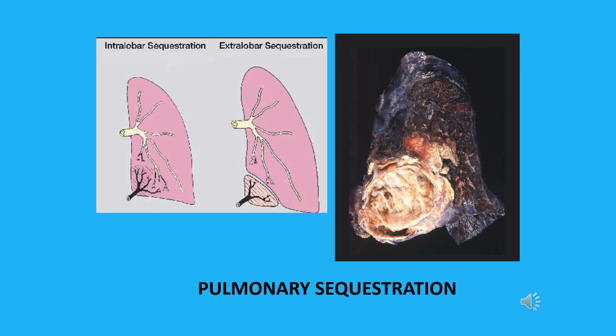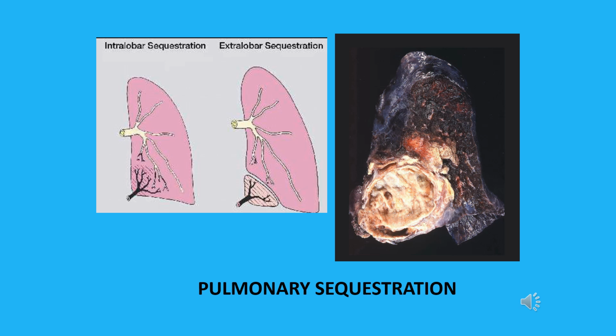Pulmonary sequestration refers to lobes or segments of lung tissue without a normal connection to the airway system, and its arterial blood supply is from the aorta and its branches, and not from the pulmonary arteries. Pulmonary sequestration can be classified into two based on location.